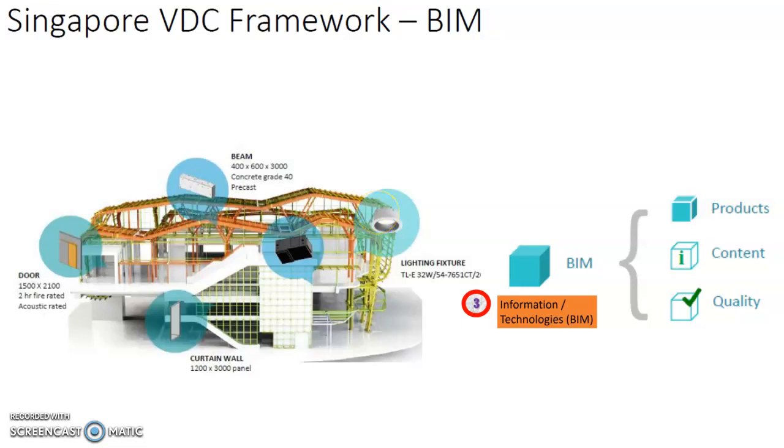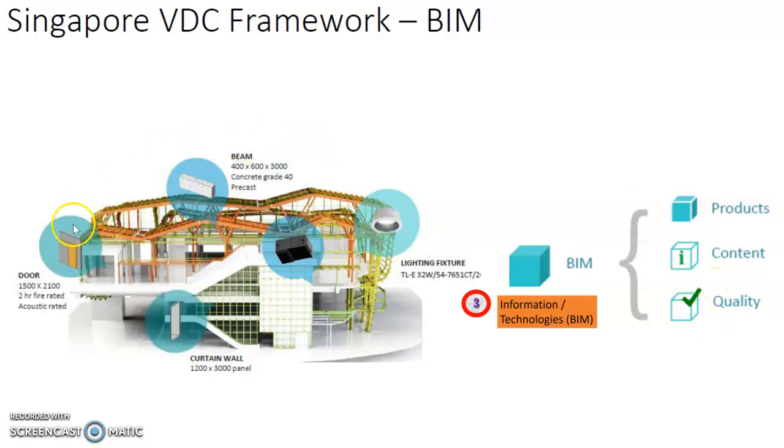Let us look at the first of the three areas, the area of BIM, where it is the backbone of the VDC, or in a sense the software that is used to manage all the different types of information that will be created, has been created, or is in the process of being created. Under the area of BIM, there are three subfamilies that we'll be discussing in quite a lot of detail: the products, the content, and the quality.